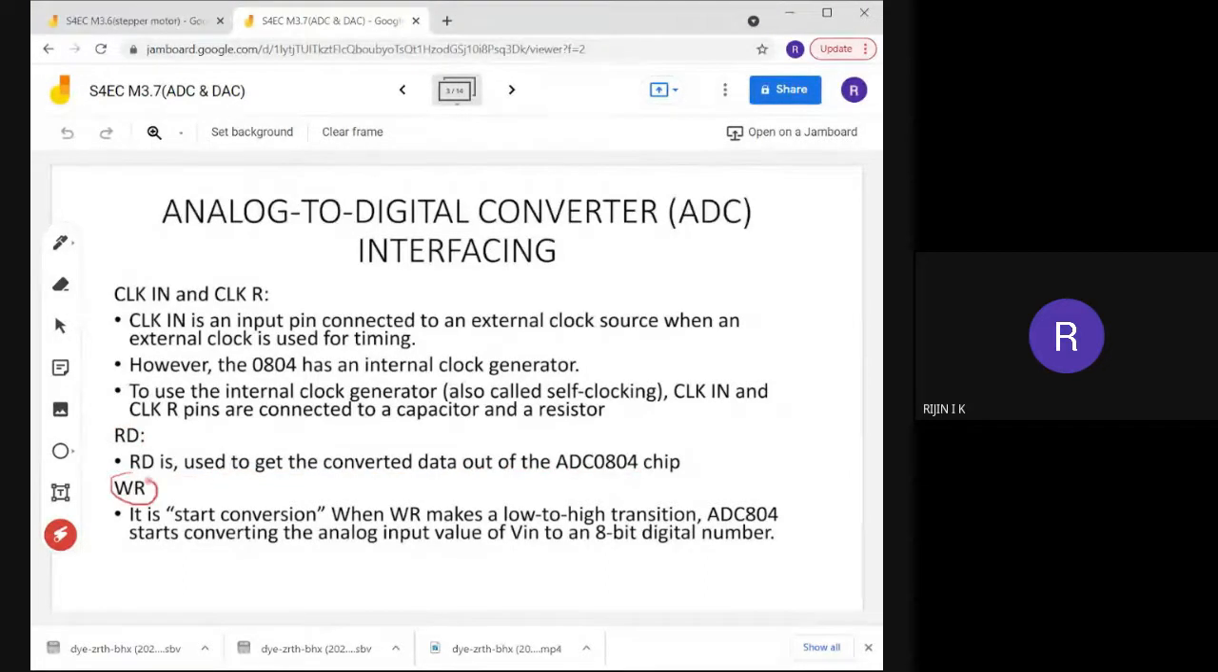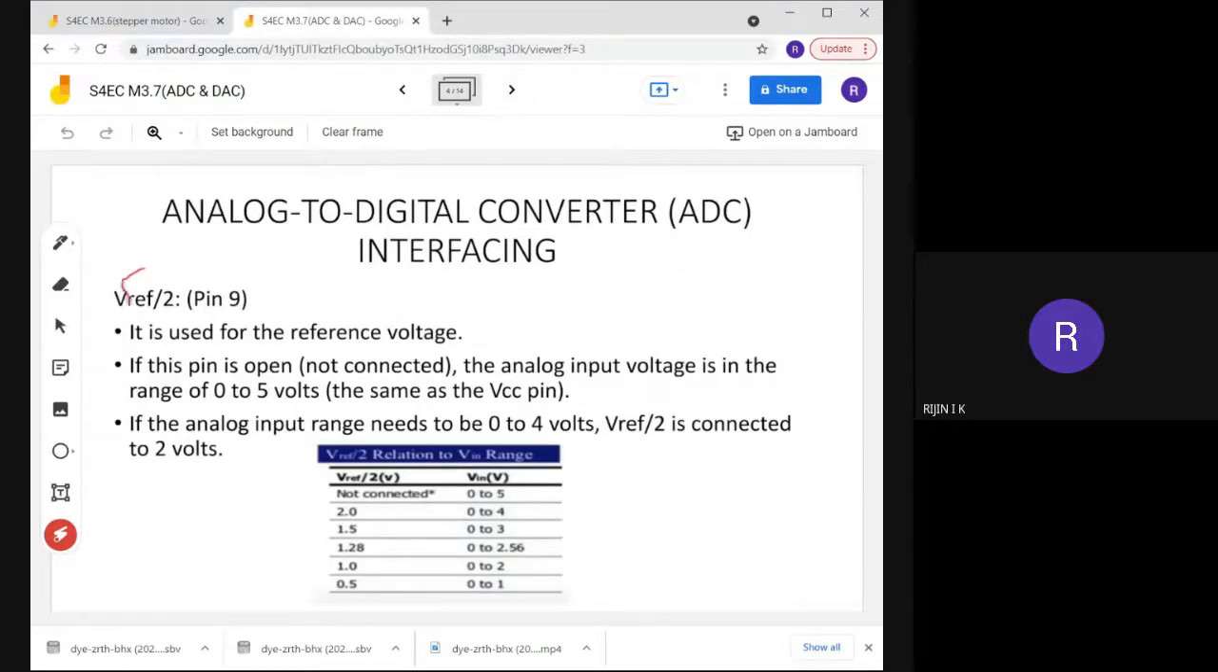And WR is used to start the conversion. When WR makes a low to high transition, the ADC starts the conversion. Then the next one is VREF. It is used for the reference voltage. Actually, when the pin is open, that means if the pin is not connected, then the reference voltage will be in the range 0 to 5, and these are the different ranges. When it is connected to 2 volts, then the range is between 0 to 4, then 1.5, 0 to 3, like that.